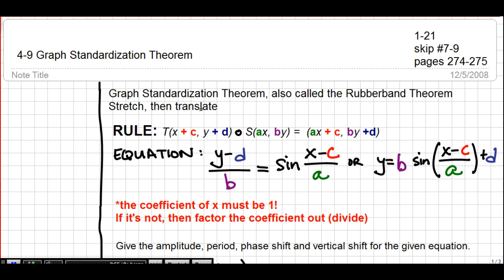So when you're working with items in Lesson 4.9, there will be two pieces to the rule. The rule will have a translation and a scale change. Notice the composition symbol in the middle here, the open dot. Remember that the open dot means follows, so the translation is going to follow the scale change. So students always need to go in that order. Scale change first, translation second.